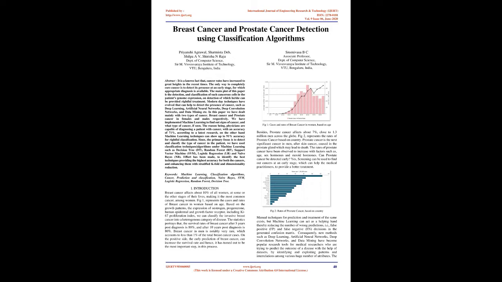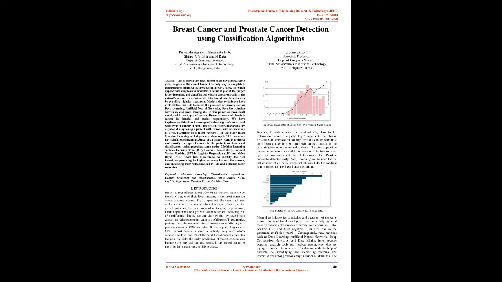Modern-day techniques have evolved that can help to detect the presence of cancer, such as deep learning, artificial neural networks, deep convolution networks, and data mining, etc. In this paper we have dealt mainly with two types of cancer: breast cancer and prostate cancer, in females and males respectively. We have implemented machine learning to find out signs of cancer, and what type of cancer, if seen.